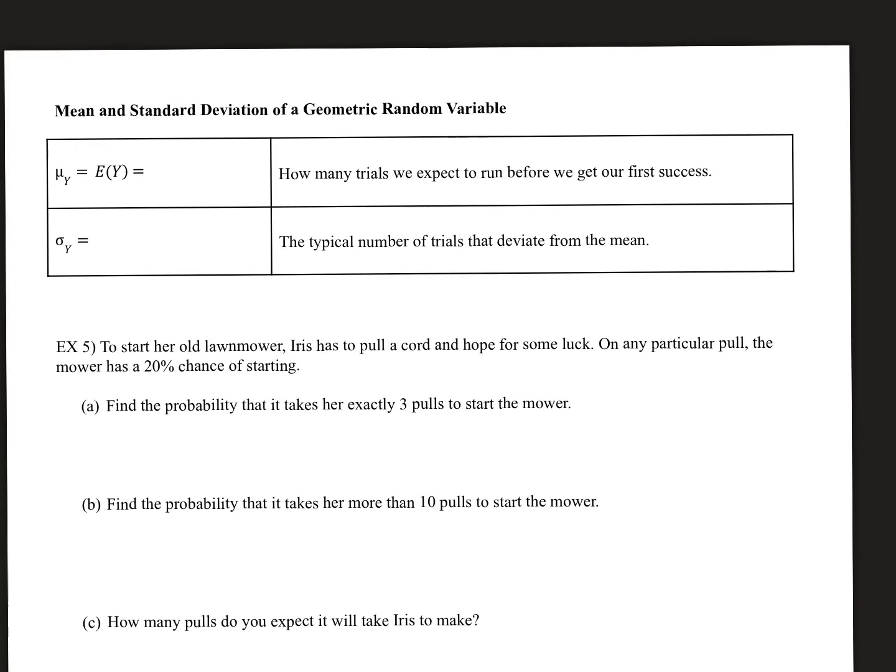So, mean and standard deviation. Also, they have numeric outputs, which means we can calculate a mean and a standard deviation. The expected value is how many trials we expect before we get our first success, so we do 1 over the probability of success. Standard deviation, the typical number of trials that deviate from the mean, is the square root of 1 minus p all over p.